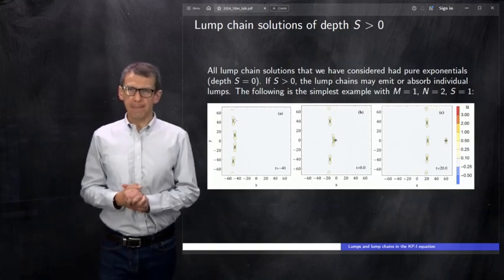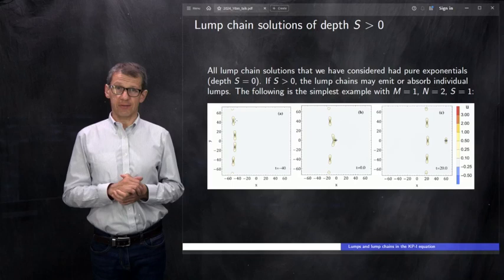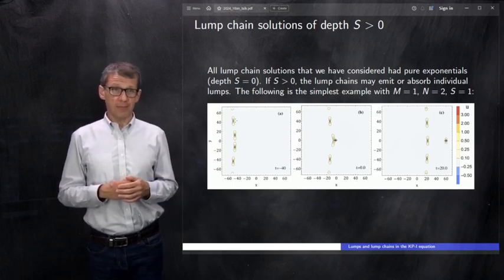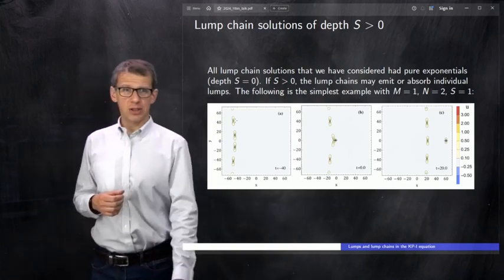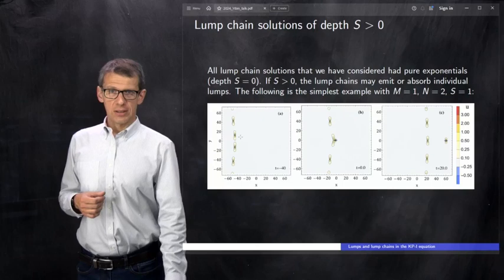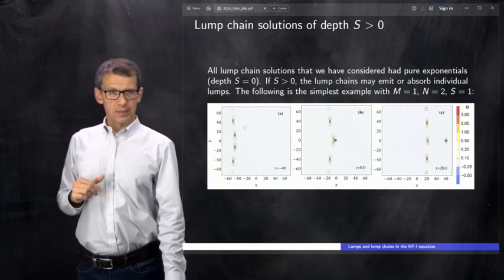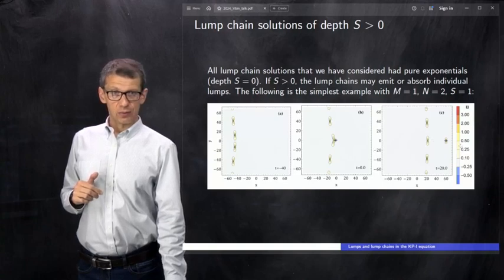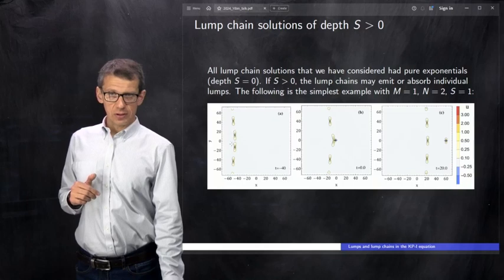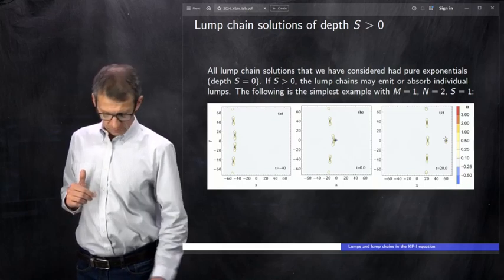Okay, and so in all my solutions, I haven't yet taken a derivative by lambda, so my depth has been 0. So if you start introducing positive depth, then what you can have is solutions where the lump chains emit or absorb individual lumps. So here, for example, you can have a lump chain that, as time goes on, is going to bend a little, it's going to emit a lump, and this lump is going to move faster than the lump chain, and it's going to escape. And so, again, the number of lumps is conserved, so essentially these two lumps interact, and these are the two lumps after interaction.